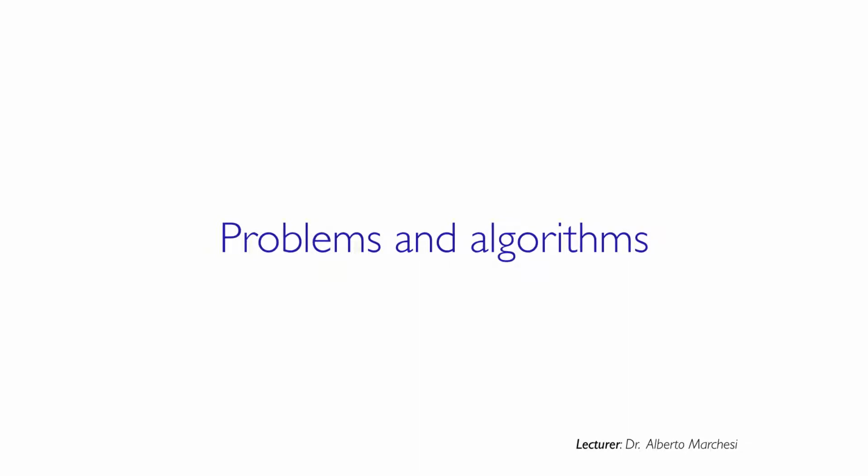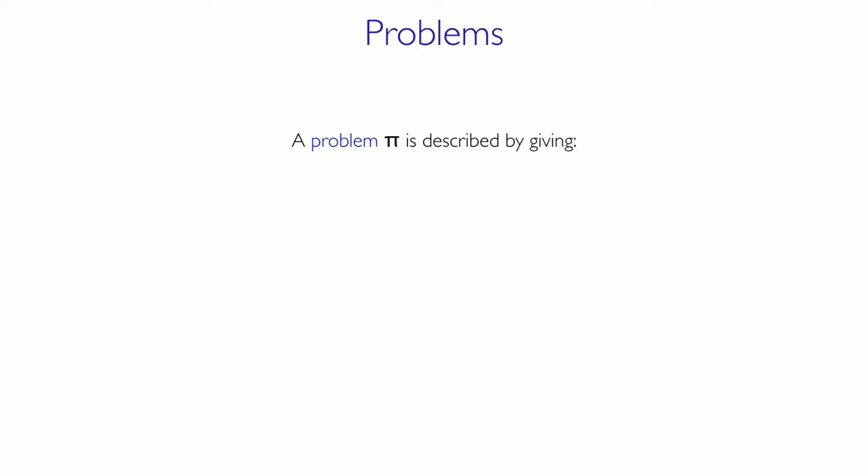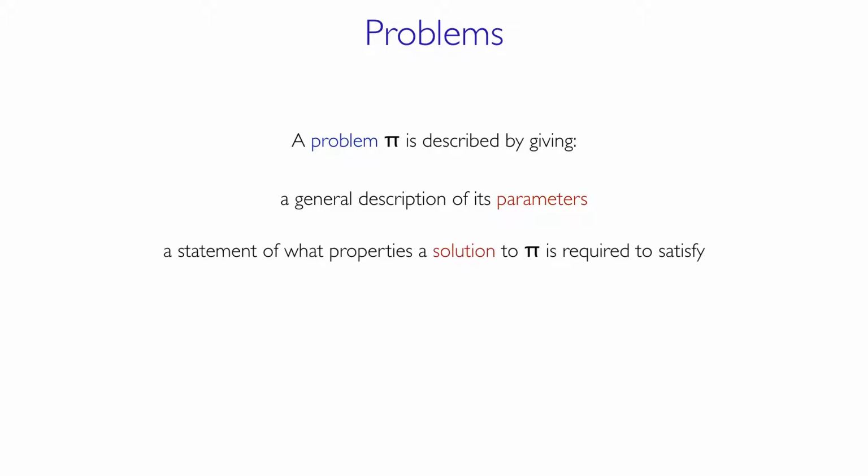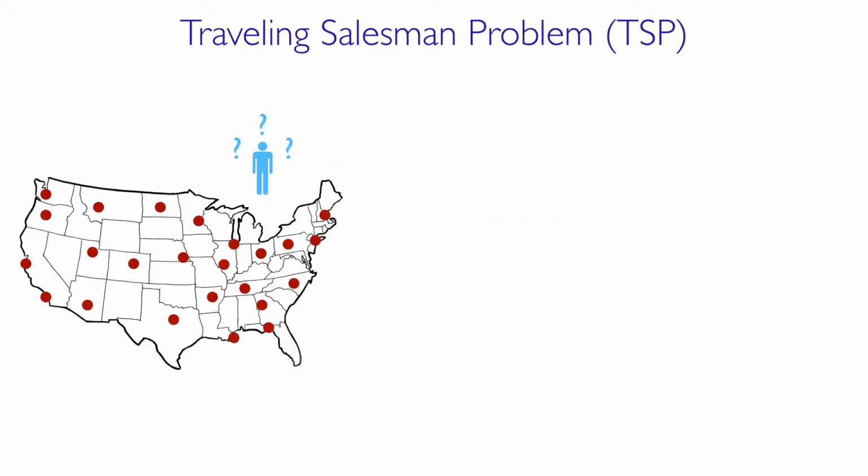In this lecture, we introduce two basic concepts for the development of the theory of computational complexity: problems and algorithms. A problem, let us call it pi, is defined by a general description of its parameters and a statement of what properties a solution to the problem is required to satisfy. When we assign values to the parameters involved in the problem, we construct a specific instance of the problem.